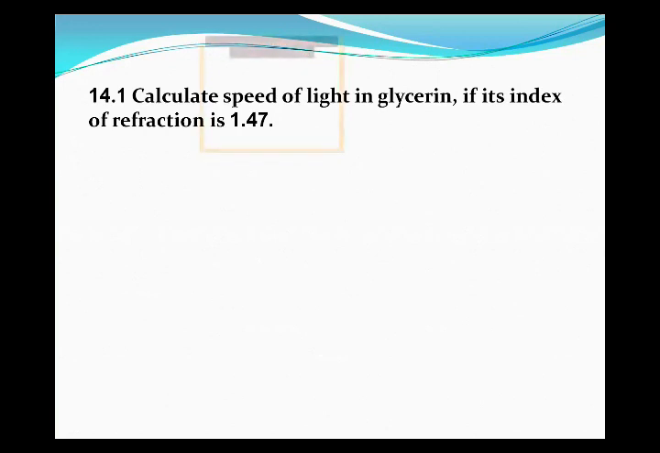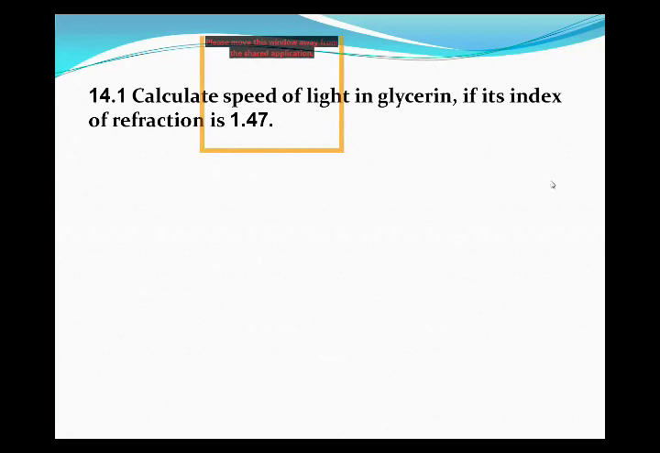You know very well the speed of light in air or in vacuum is a constant, that is 3 multiplied by 10 raised to the power 8 meter per second. But here we have to calculate the speed of light in glycerine because the medium of glycerine is different compared to the vacuum. Vacuum has no medium while glycerine has a medium and it is denser compared to air.